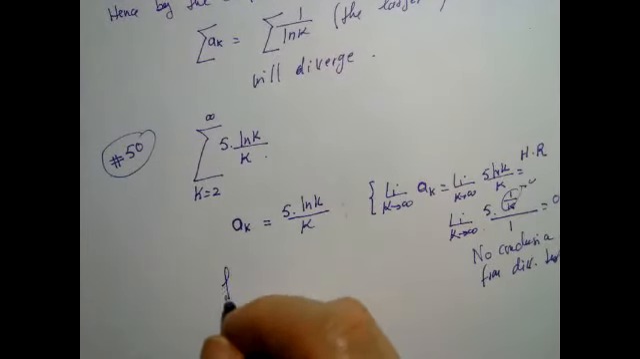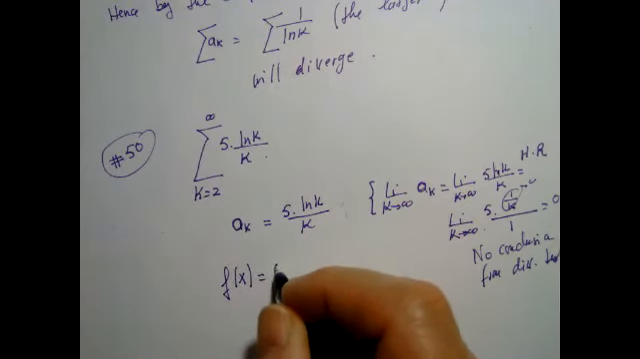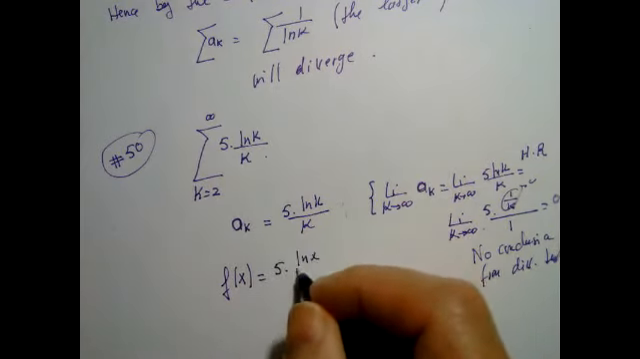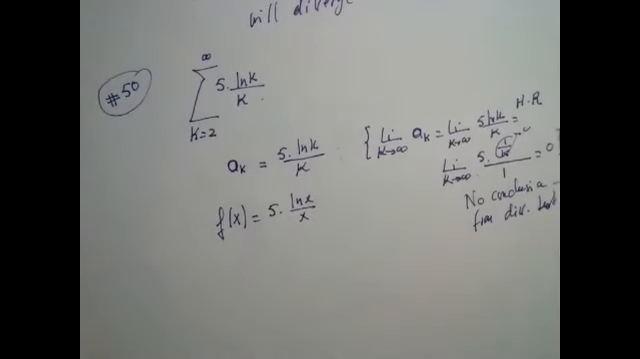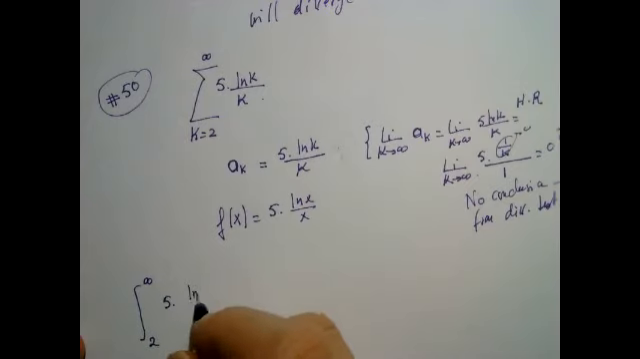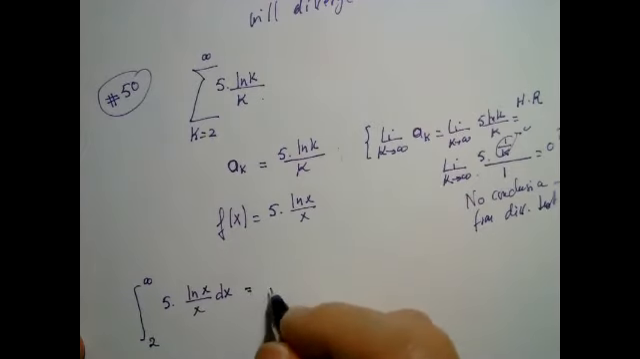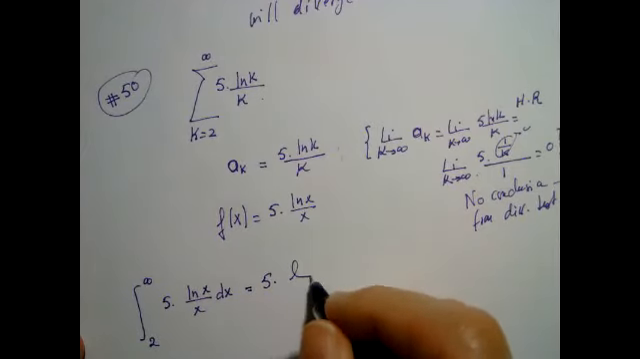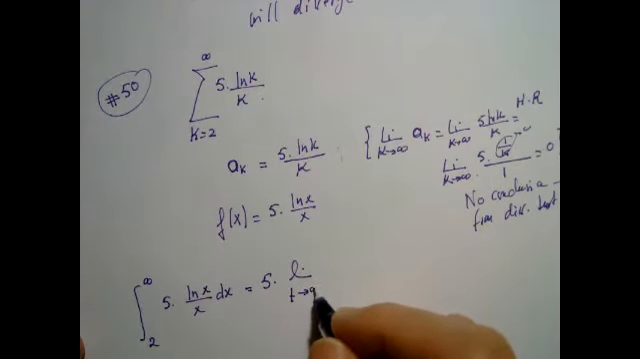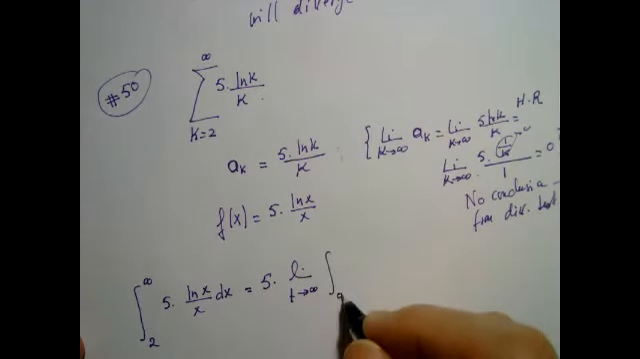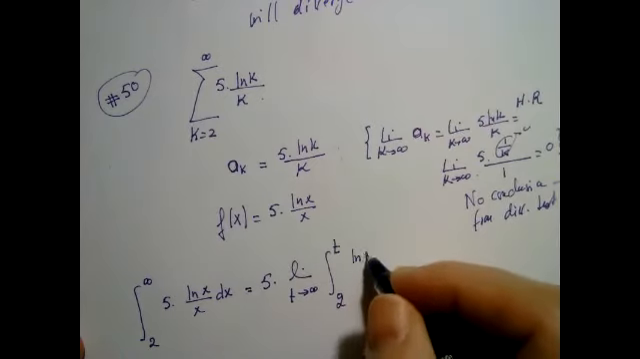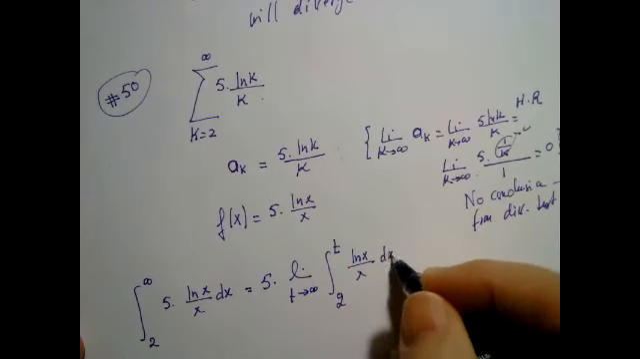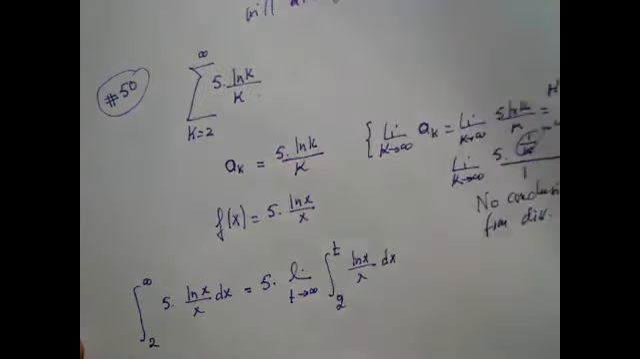So we have to take the function f of x equals 5 times ln of x over x, and we're going to proceed. So we take the integral, and this time it's from 2 to infinity of 5 ln of x over x dx. Okay, so this is 5, I don't have to worry about it. That's the limit as t goes to infinity of the integral from 2 to t of ln of x over x dx. Okay, and now I have to compute this limit.